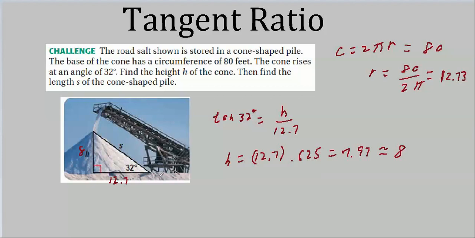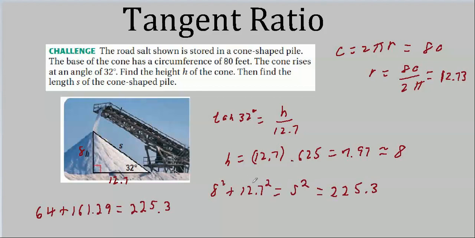So we can write 8 squared plus 12.7 squared equals s squared. Well, if I square these numbers and add them up, I get 225.3. That's s squared. So s is going to be the square root of this, and that's 15, isn't it? Well, roughly. I guess I should put the squiggly approximately 15 feet there.